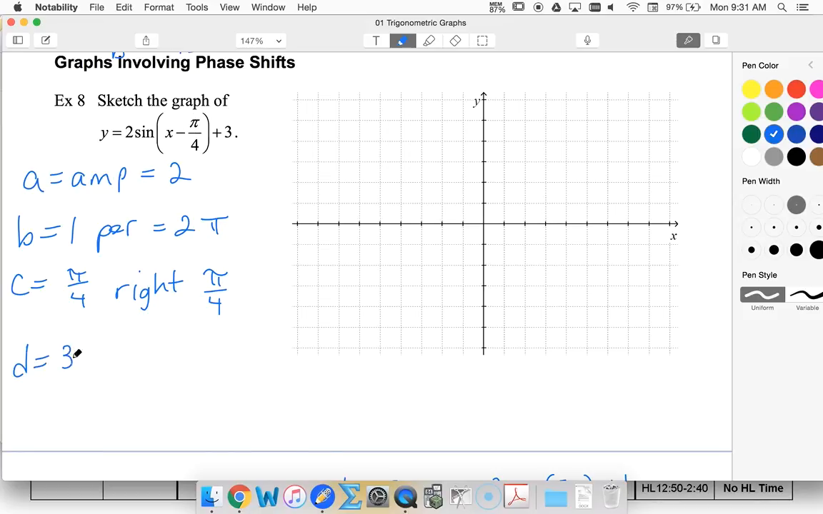And my d value is 3, so that tells me we're going to move up 3. So I'm going to start by thinking about going up 3 and then making sure I have enough room for my amplitude, and I do. So I'm going to put in the principal axis at y equals 3, and then draw in a line for my maximum using the amplitude. So I'll go up 2, and I'll go down 2.